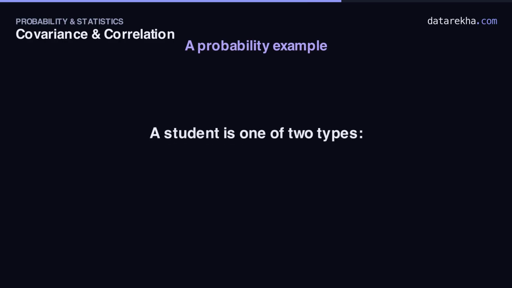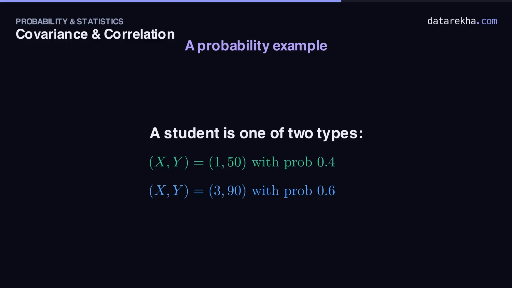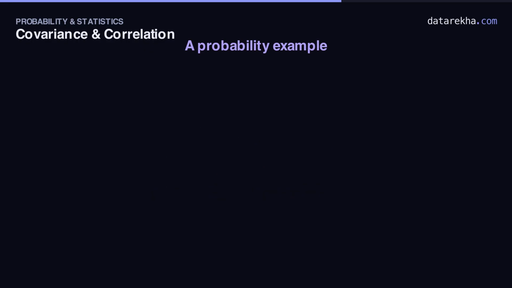Let's see the shortcut formula shine when the outcomes carry unequal probabilities. A student is one of two types. Type 1 studies 1 hour and scores 50, with probability 0.4. Type 2 studies 3 hours and scores 90, with probability 0.6. Weight each outcome by its probability.